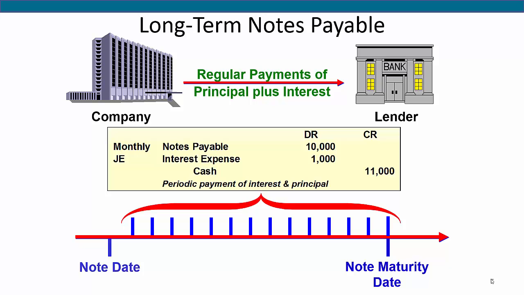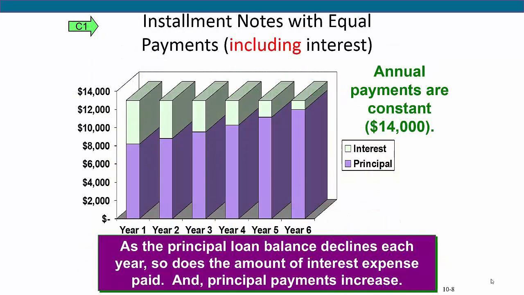And in other cases, the regular payments consist of equal principal plus interest. When each of an installment note's payments are equal, the amount of the principal payment increases each year as the interest expense payment decreases. Most consumer notes to purchase items such as cars and refrigerators are installment notes that require equal total payments.